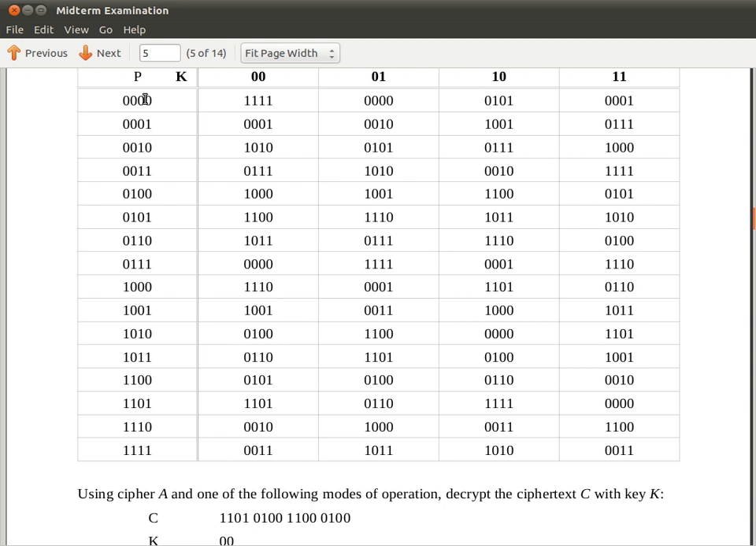So some practice questions. Try and encrypt the plain text 1101 0111 0001 0110 using cipher block chaining. The first or the second mode of operation we went through. Not the electronic code book, the second one. And choose an initialization vector of all zeros. This is our cipher. That's a good question. And you'll need the key. The key is 00.